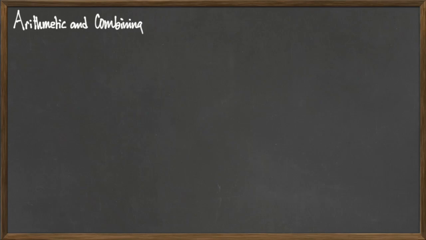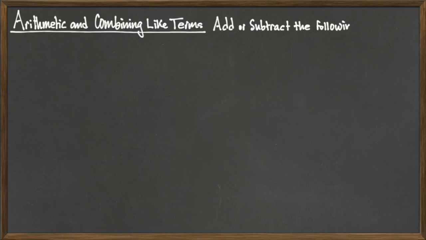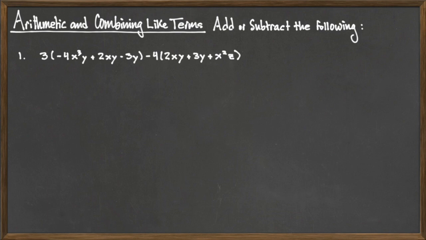In this next set of examples, we'll add and subtract polynomials. So we're going to take 3 times the quantity minus 4x cubed y plus 2xy minus 3y, subtracted from 4 times the quantity 2xy plus 3y plus x squared z. And believe me, you had just as much fun listening to that as I had saying it aloud, and it definitely took a couple of tries. But I'm making a point, which is that you have a lot of terms here, you have a lot of arithmetic to do, so good bookkeeping and good algebra is very important. Order of operations is key here.